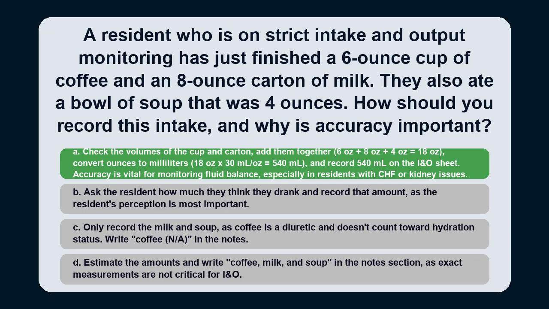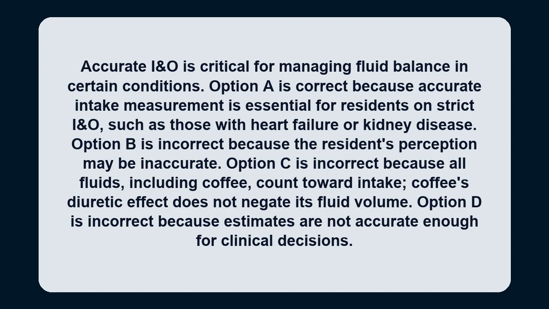The answer is A. Accurate I&O is critical for managing fluid balance in certain conditions. Option A is correct because accurate intake measurement is essential for residents on strict I&O, such as those with heart failure or kidney disease. Option B is incorrect because the resident's perception may be inaccurate. Option C is incorrect because all fluids, including coffee, count toward intake. Coffee's diuretic effect does not negate its fluid volume. Option D is incorrect because estimates are not accurate enough for clinical decisions.